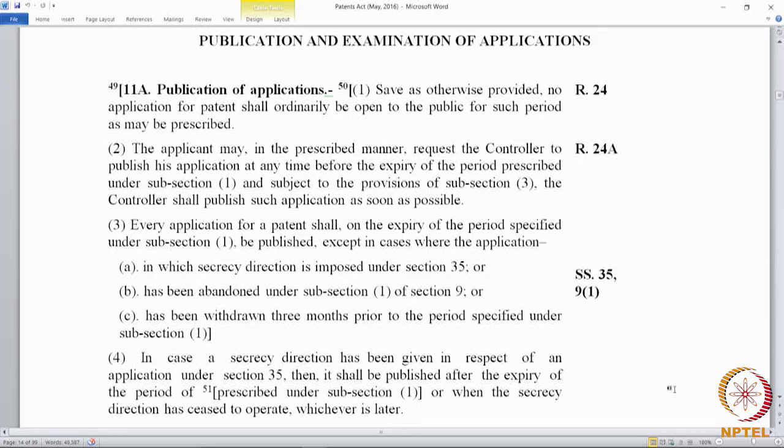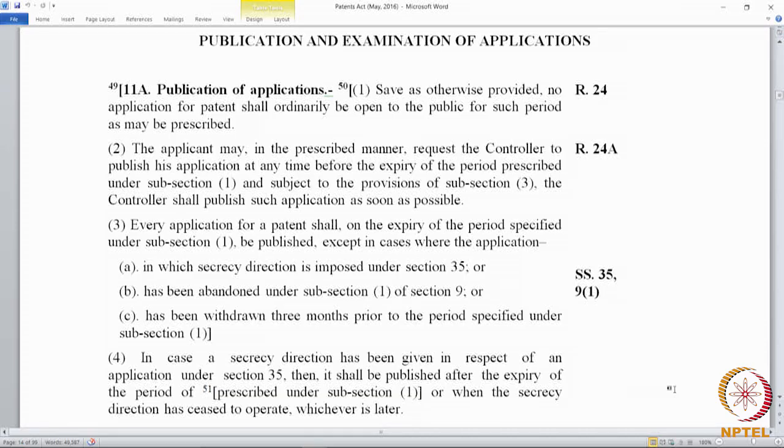We also saw some instances of who can prefer an application, who are the people who are qualified to be an applicant under the Patents Act. So, all these things pertain to the preparatory part, creating an application, complying with the procedural requirements.